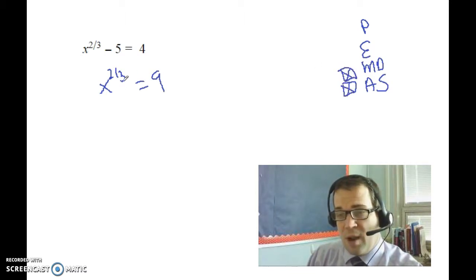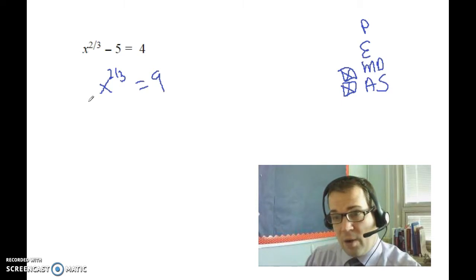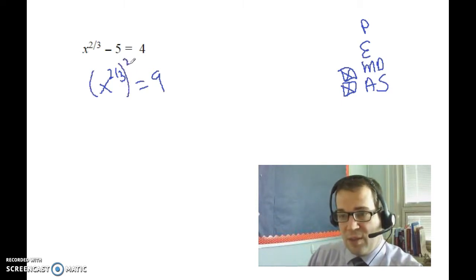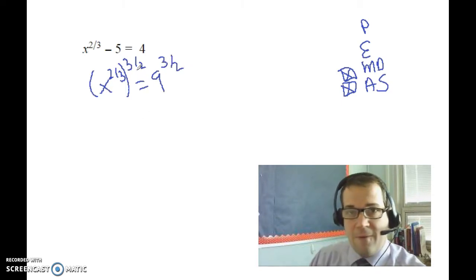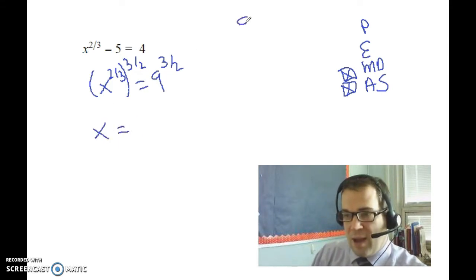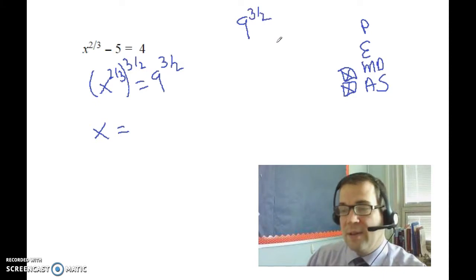To get rid of this exponent, I am going to use a reciprocal power. So I'm going to take both sides to the 3/2. On the left side, 2/3 times 3/2 would make 1, effectively canceling that exponent. And now I do want to figure out what 9 to the 3/2 is.